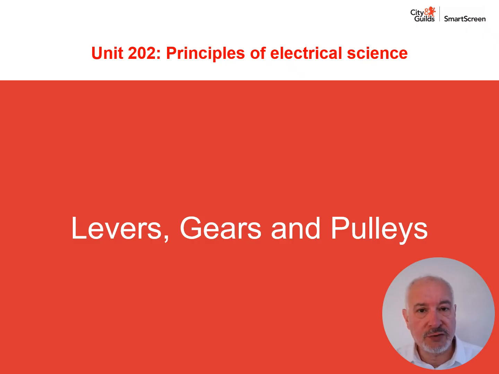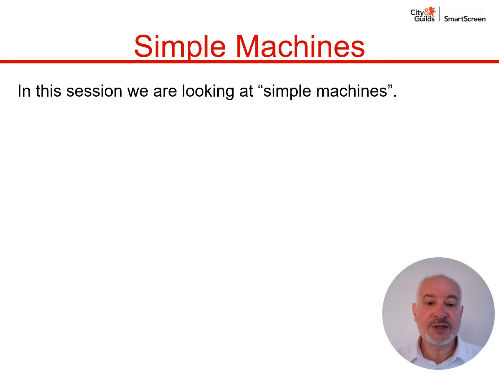In the next few videos we're going to look at what we call simple machines, and the examples we'll consider are levers, gears and pulleys. Now in this session we're going to start with a definition of the simple machine, and then we'll look at levers.